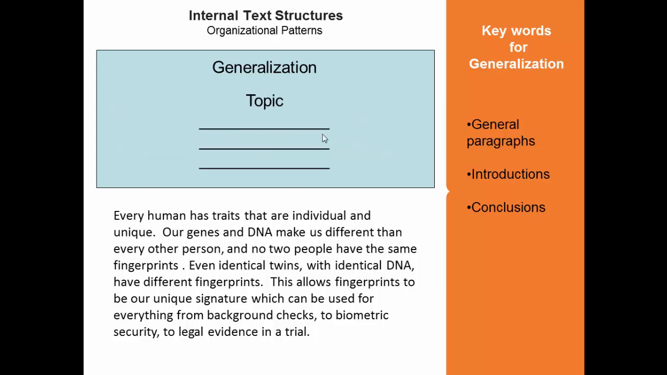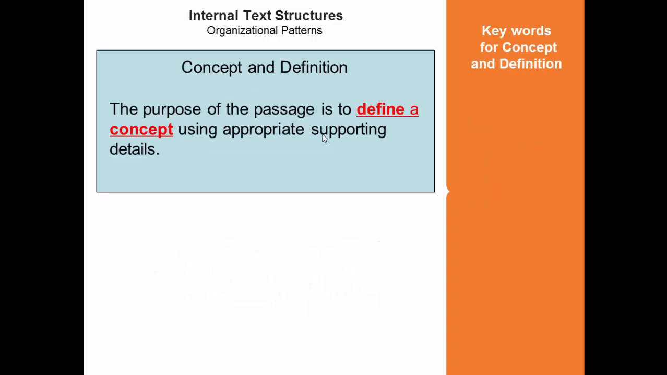All right, and here's a way that you would organize it. I'm going to give you a graphic organizer for each type of internal text structure to help you visualize it. And this is kind of a boring one. There's a topic at the beginning and then a bunch of details about it. Okay? All right, our second one is called concept and definition. The purpose of the passage is to define a concept using appropriate supporting details.